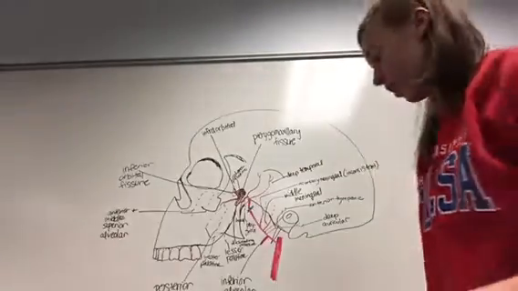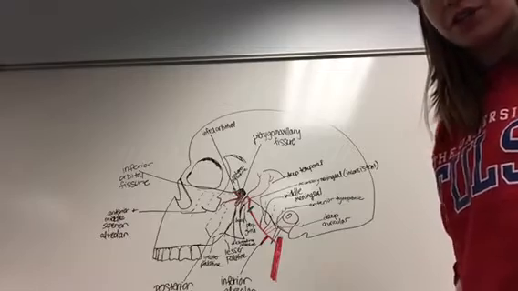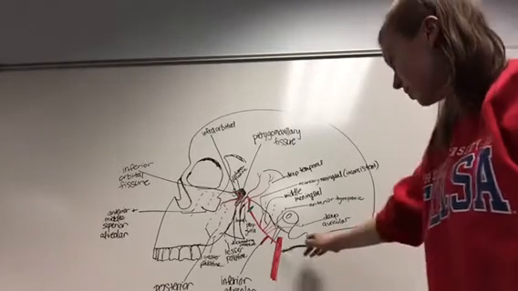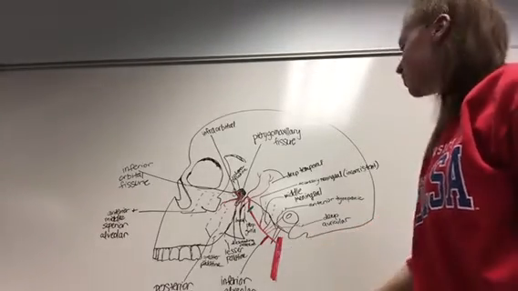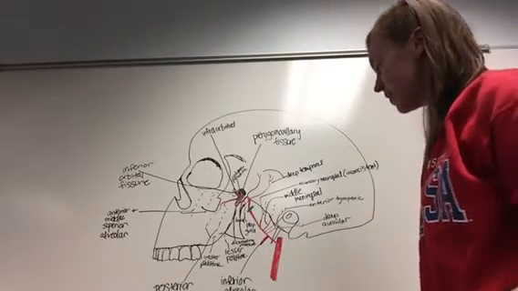Alright, today we're going to be talking about the maxillary artery, which is one of the terminal branches of the external carotid artery, which is seen right here. It traverses the infratemporal fossa and it gives off many branches while it's there.